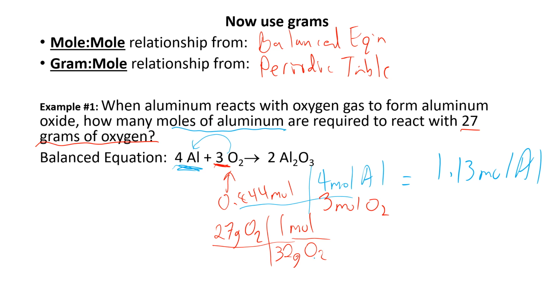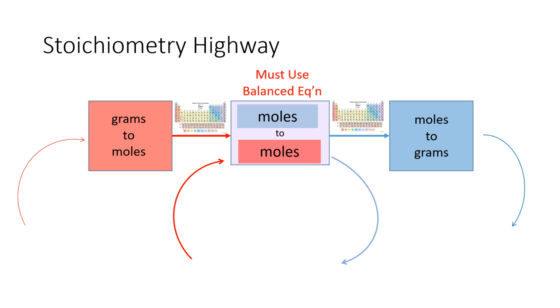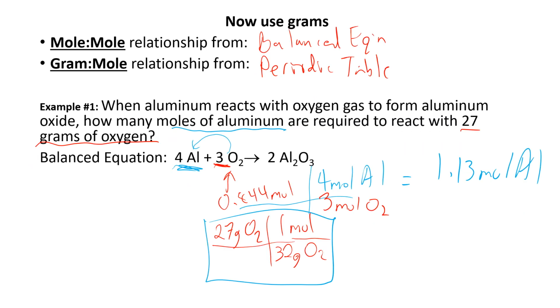So we turn grams into moles of oxygen, and then that moles, we then had to use the balanced equation to go from moles of oxygen to moles of aluminum. This we got from the periodic table, and that we got from the balanced equation. And if you look at our highway, we had to get to moles of aluminum, and we started with grams of oxygen. So we had to go to the periodic table, balanced equation, and then we were done. We didn't have to use the periodic table a second time.